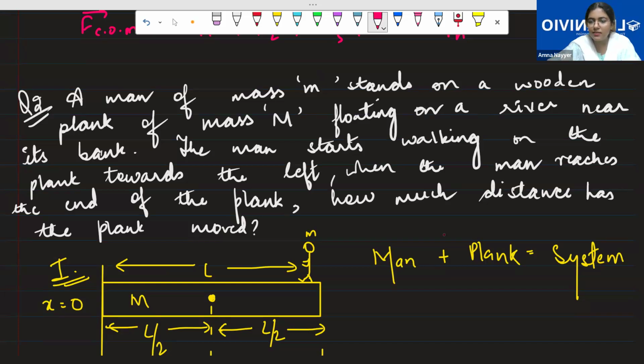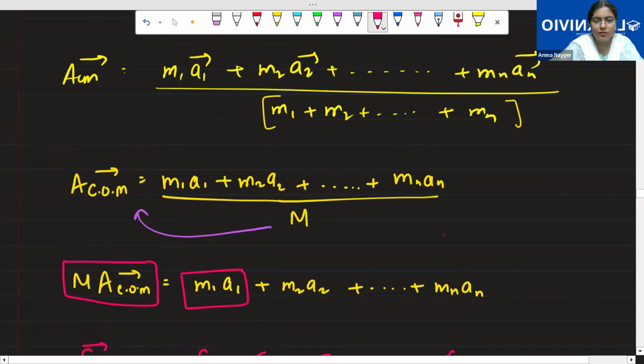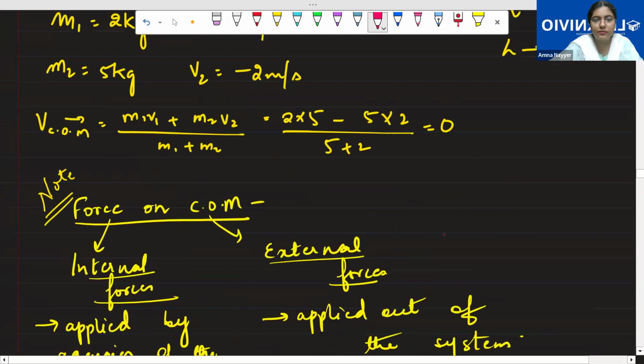Conservation of center of mass means that if net external force is not acting, the center of mass is conserved. Just understanding it like this is difficult, so through this question only, I'll tell you that concept. But first, write down these things before this.